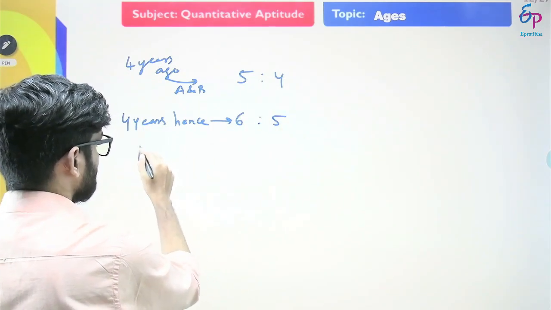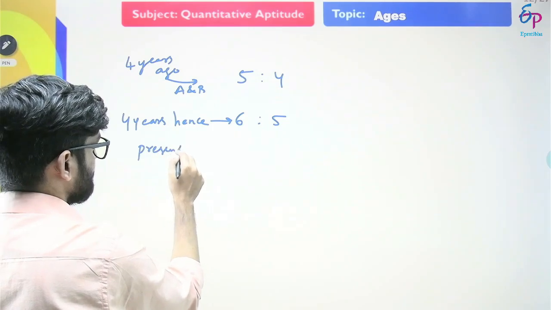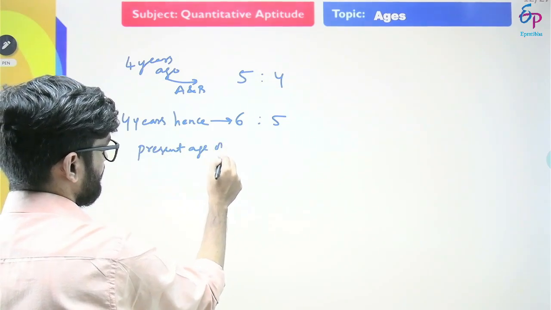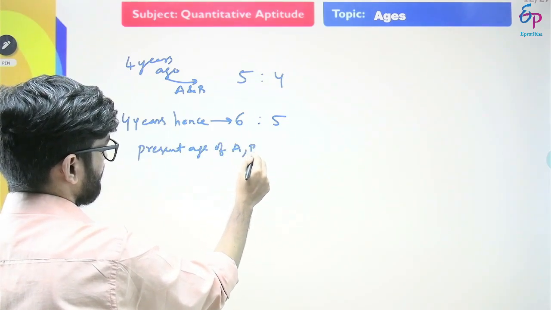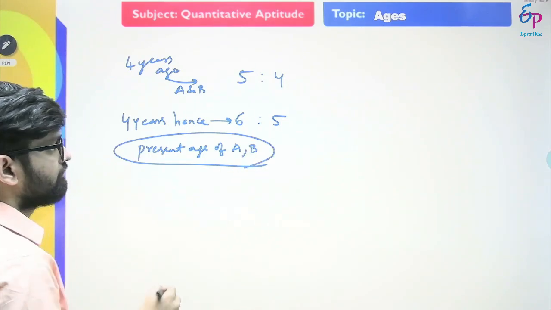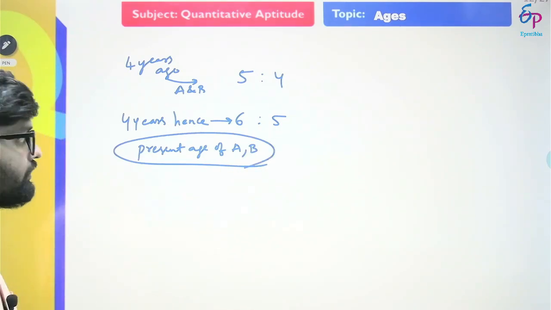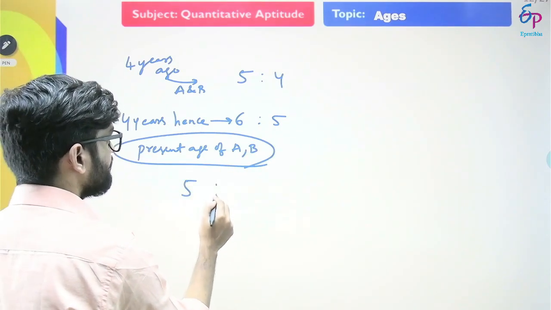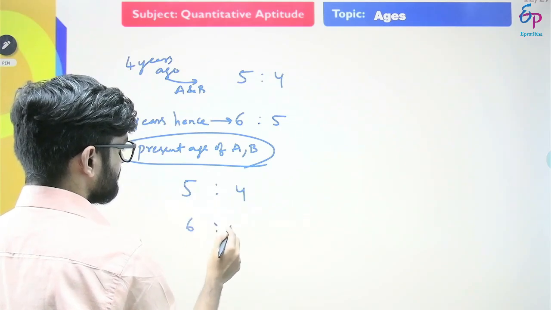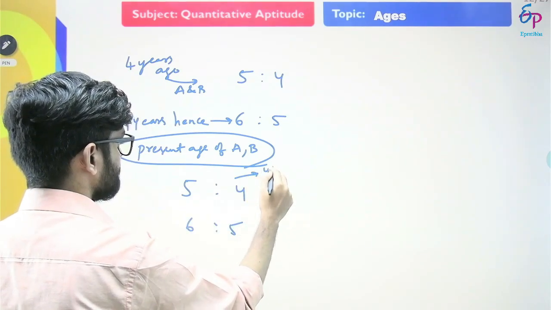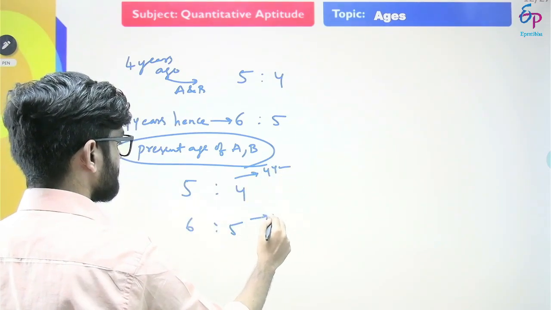Now what is the present age of A and B? Present ages of A and B I want. Okay, so what will I write? 5:4 and 6:5. This is 4 years back, and 4 years after.